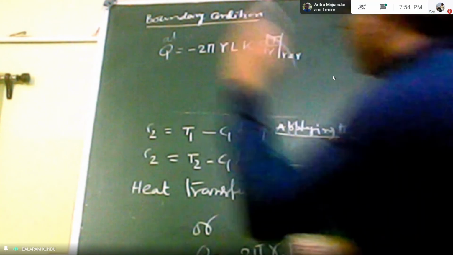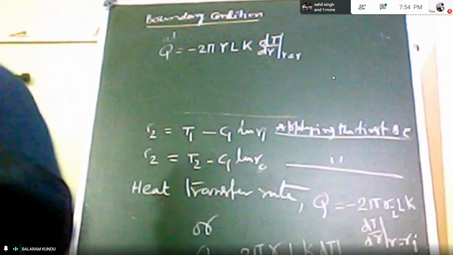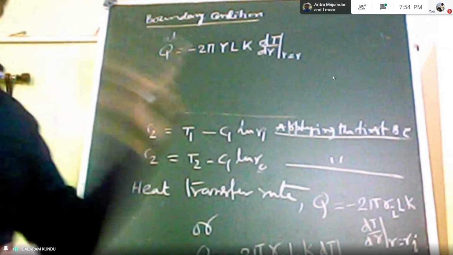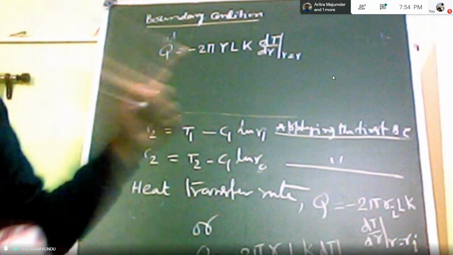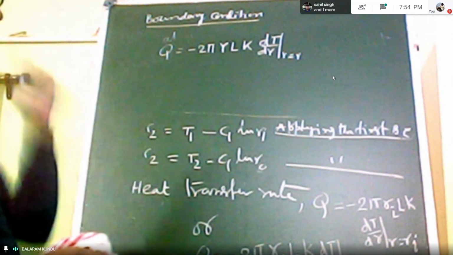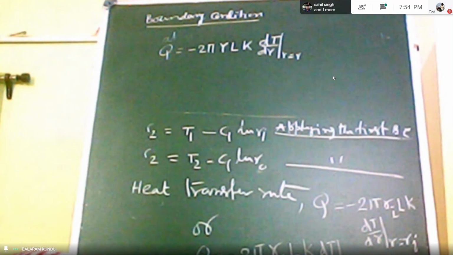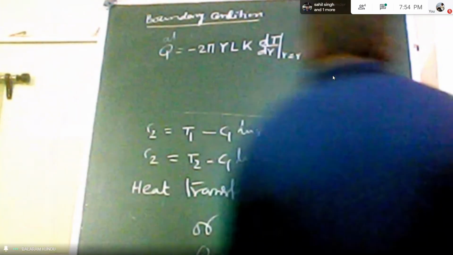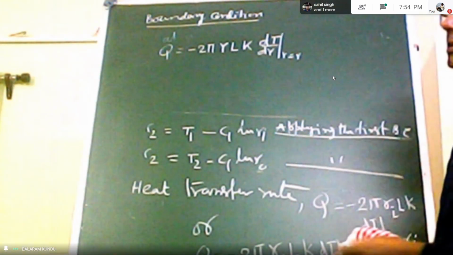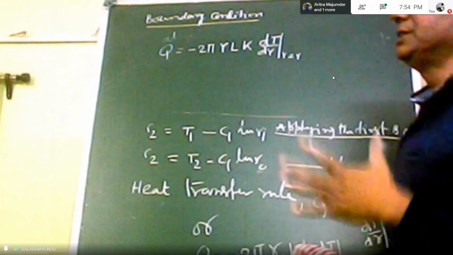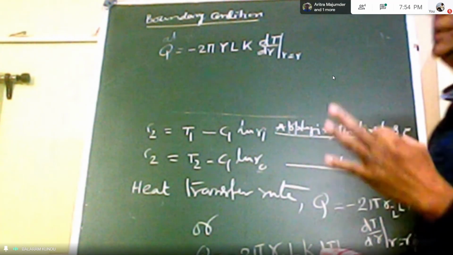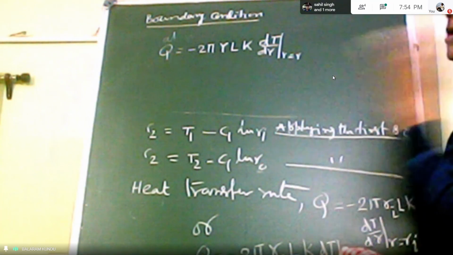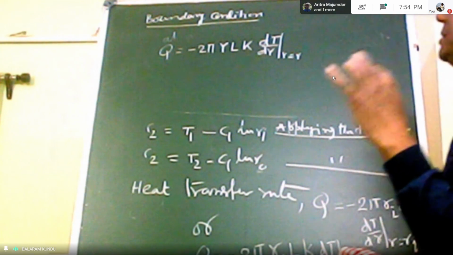So any one of these three, you can consider the mathematical expression to determine the heat transfer rate, and you will get the same expression. Any one you can consider to determine heat transfer rate, and you will get the same expression. So that is your Q expression. In this way we can proceed to calculate the heat transfer rate. So the main objective here is how we can determine the heat transfer rate.